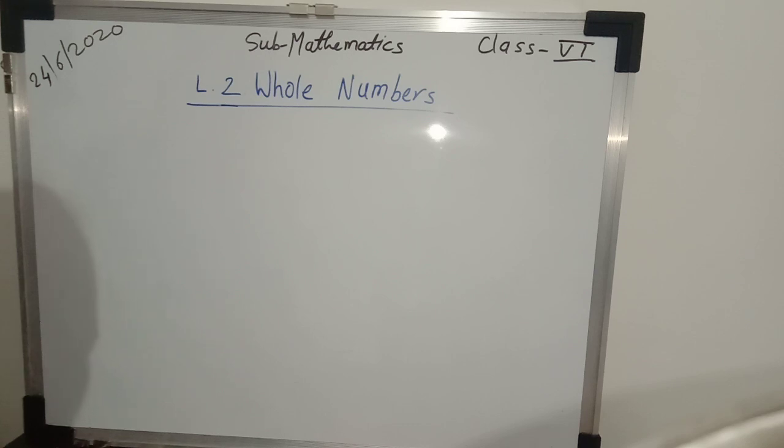Students, in the last lesson we have seen the Indian and international place value systems. We have seen how to form the greatest and smallest numbers, how to estimate the numbers, and how to estimate the sum, difference and product nearest to 10, 100 and 1000. After that we have also seen how to form Roman numbers with the help of the rules.